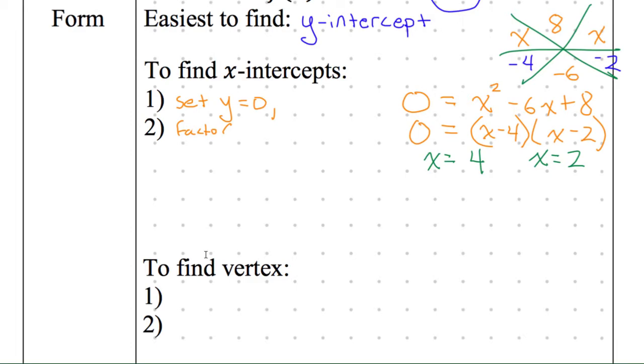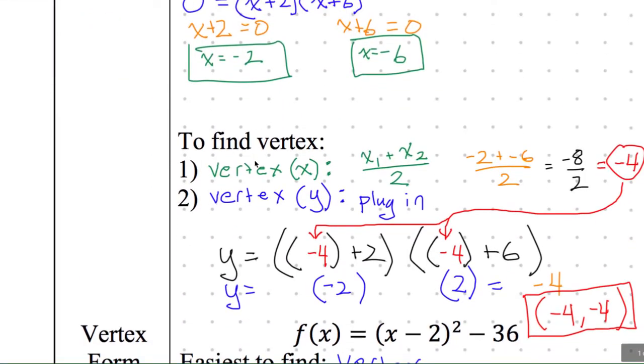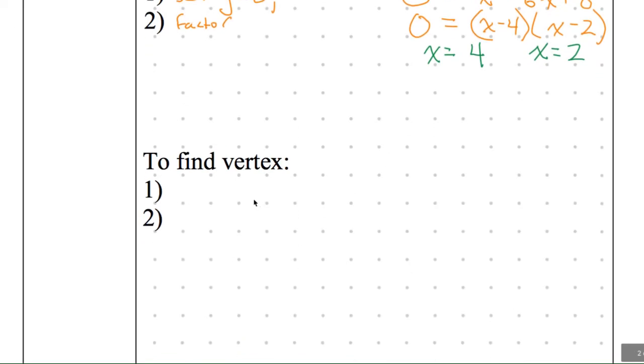If you have x-intercepts, you can do the exact same procedure that you did up here. You can use India's formula of x1 plus x2 divided by 2. India's formula was x1 plus x2 divided by 2. That will work down here. But you can also just jump to Ellery's formula.